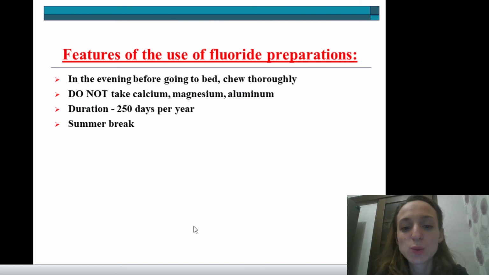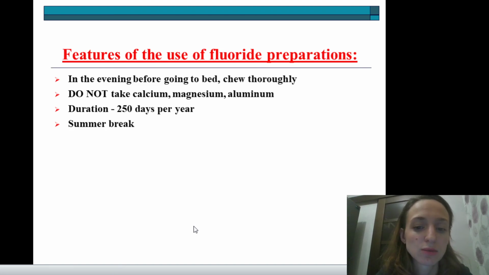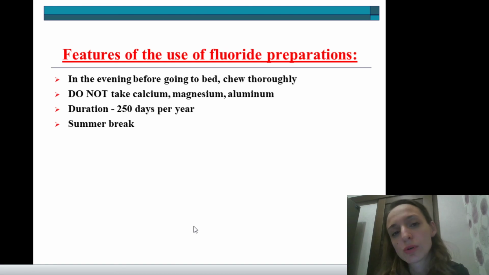Features of the use of fluoride preparations: take in the evening before going to bed, and do not take with calcium, magnesium, aluminium. Duration: 250 days, for all year, with a summer break.